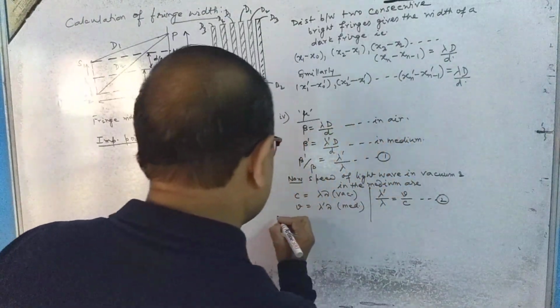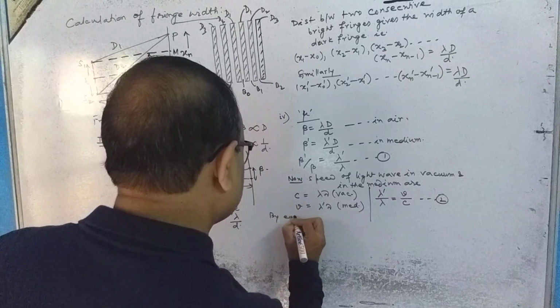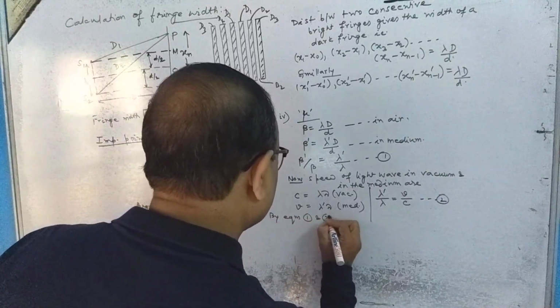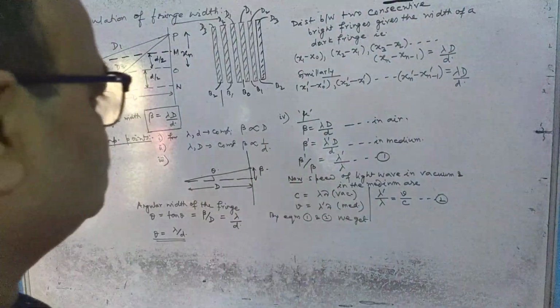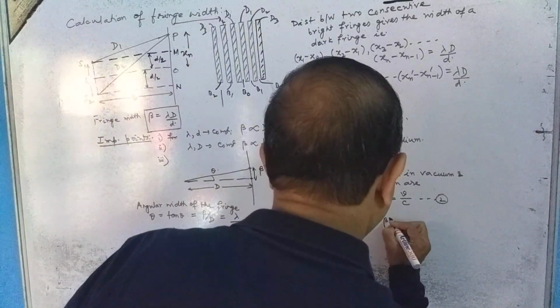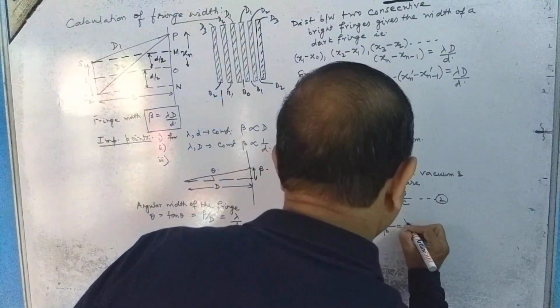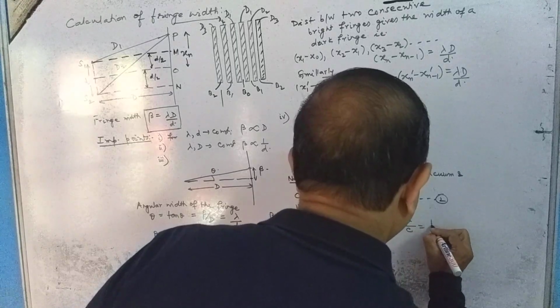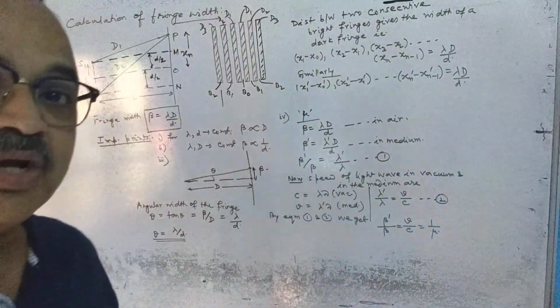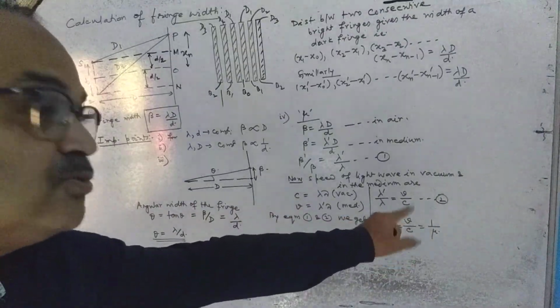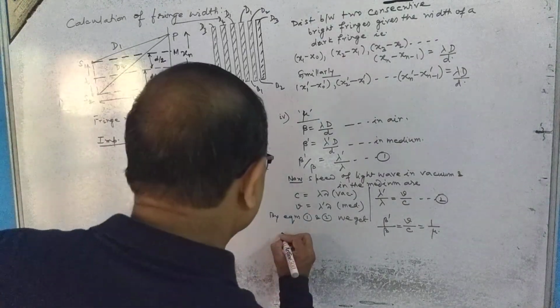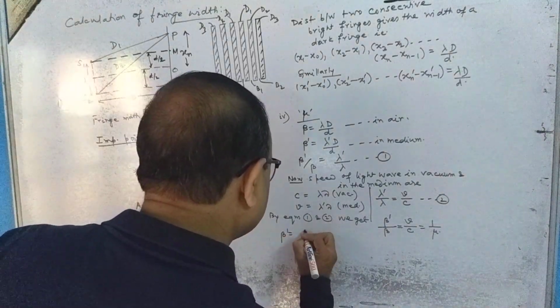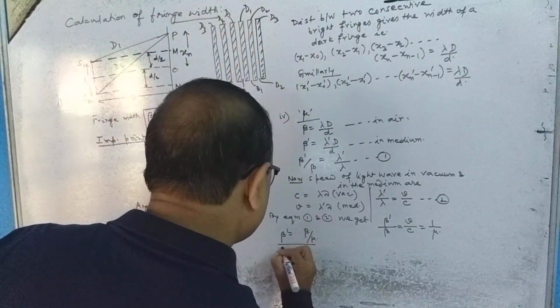By equations 1 and 2, we get beta dash by beta is equal to V by C, which is equal to 1 by mu. Could you understand? Because refractive index is equal to C by V, the speed of light in vacuum by the speed of light in the medium. That's why beta dash is equal to beta by mu. A very important relation we are getting.